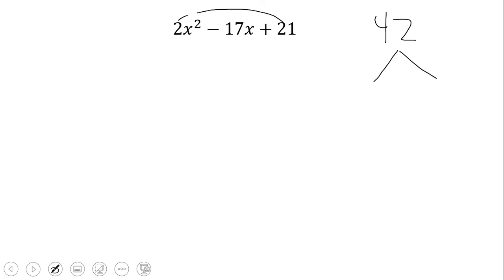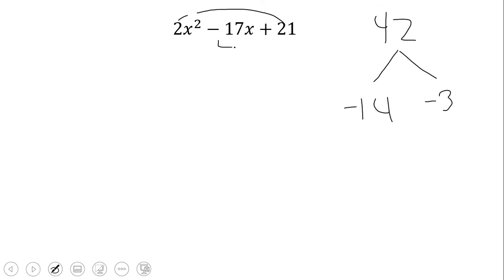Now, 42 is probably a number that you're not super familiar with, but it turns out that 14 and 3 are the numbers in question. And again, you kind of have to do a little bit of guessing and checking. The only possible way that you can multiply to be a positive 42 but add up to be a negative 17 is if both of those numbers are negative.